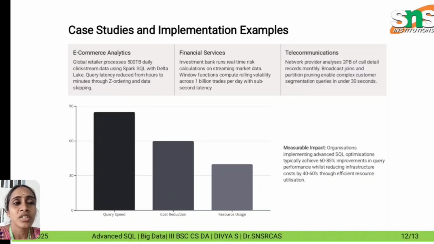In telecommunications, network providers analyze call detail records monthly, where broadcast joins and partition pruning enable complex customer segmentation queries in under 30 seconds. The measurable impact: organizations implementing advanced SQL optimization typically achieve 60% to 85% improvements in query performance, while reducing infrastructure costs by 40 to 60% through efficient resource utilization. The graph of query speed, cost reduction, and resource usage will be shown here.